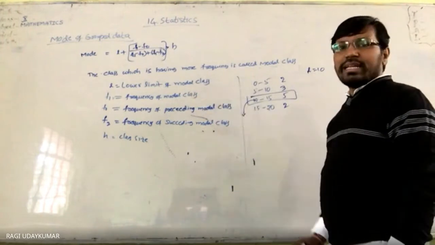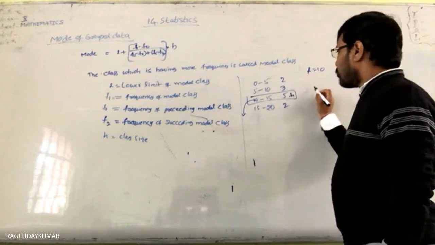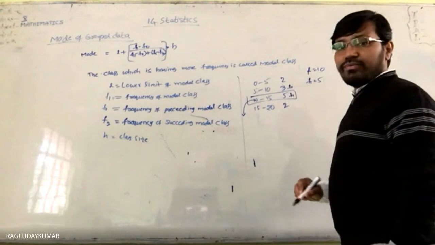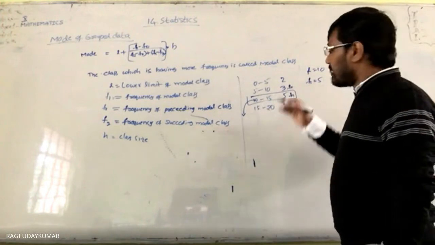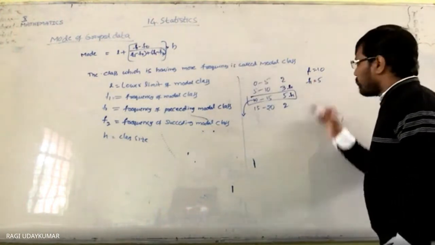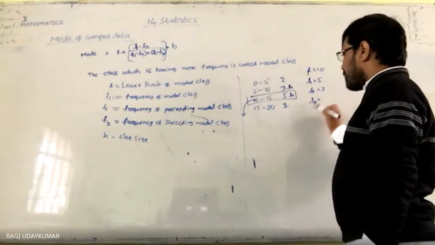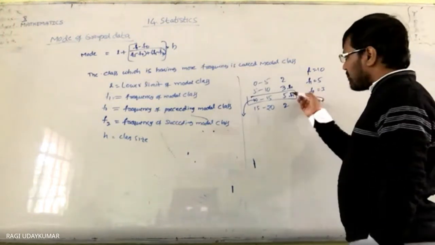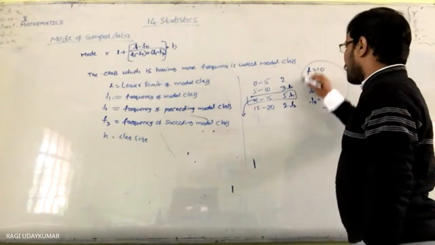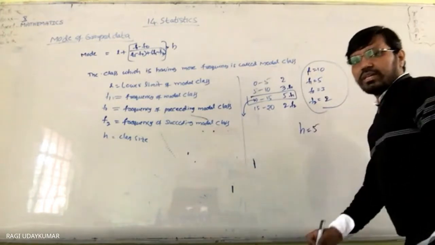Next, F1 is the frequency of the model class, so F1 is equal to 5. F0 is the frequency of the preceding model class, meaning the one before it. That is 3, so F0 is equal to 3. F2 is the succeeding model class, meaning the one after it. That is 2. And class size H is equal to 5.